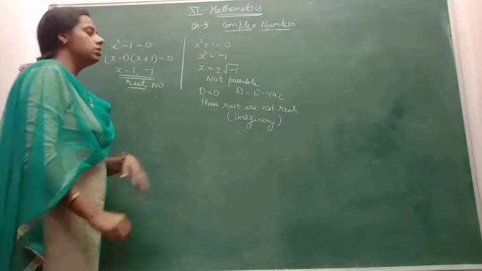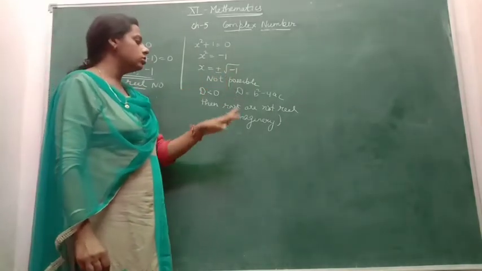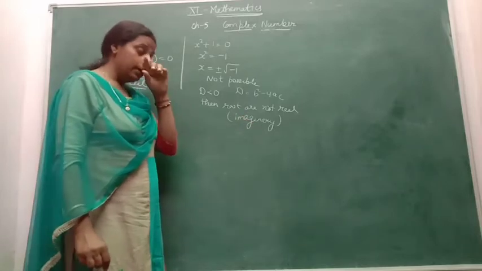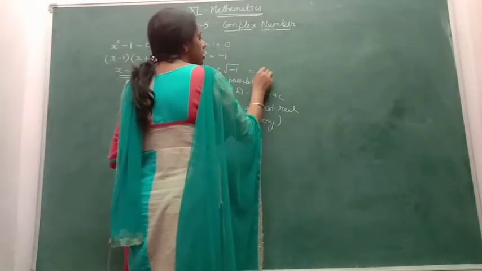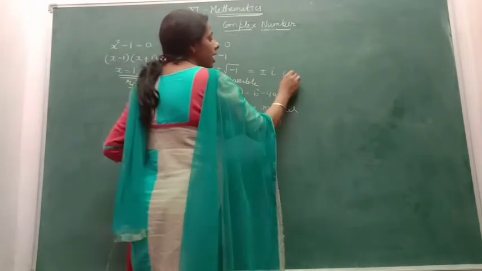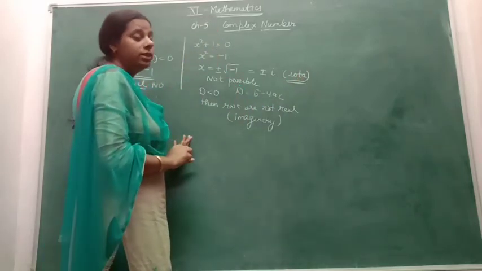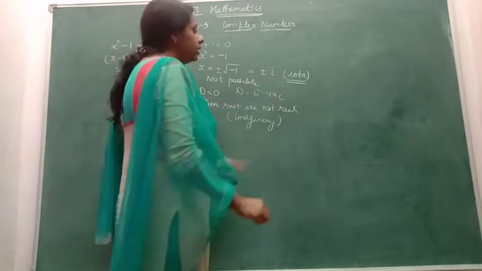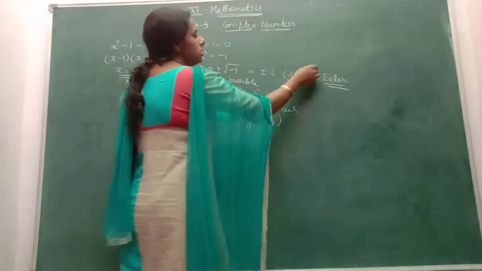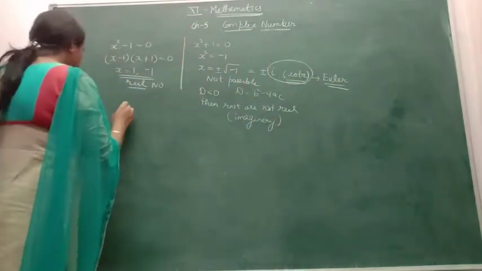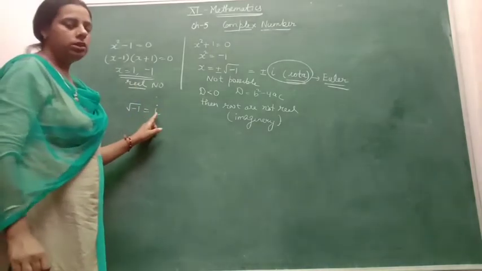It means negative numbers did not exist in roots, which is why you say that the roots here are not real, that is imaginary. But now here I write it as plus minus i. What is i? i is iota. It is read as iota, and it was introduced by Euler, the mathematician who introduced this term. The value of root of minus 1 is represented by i.